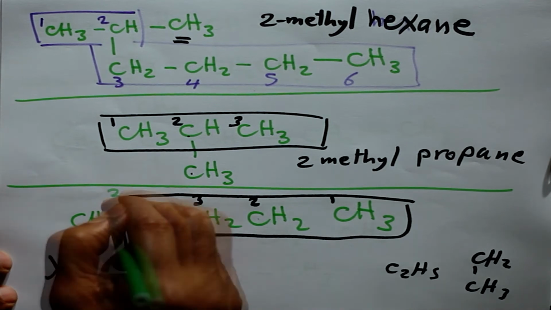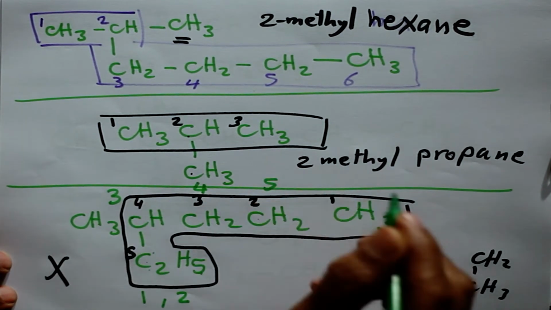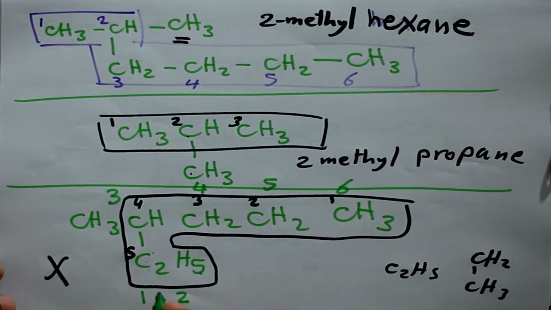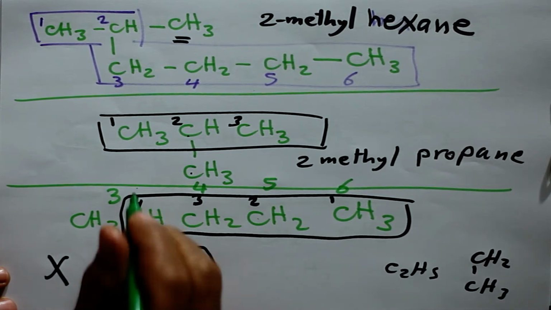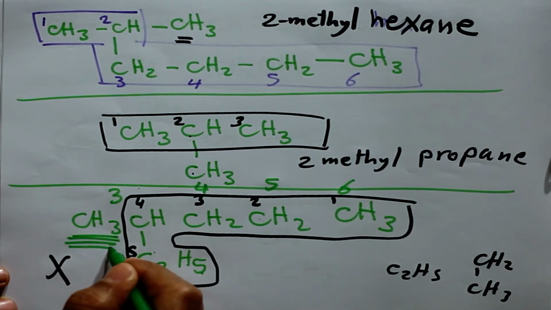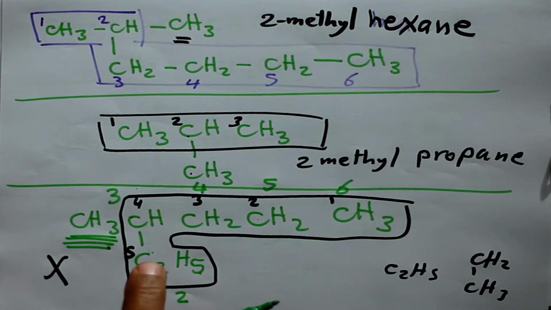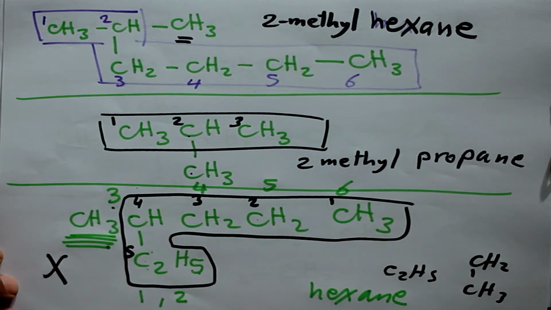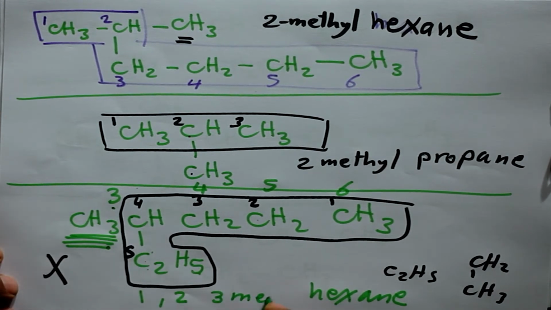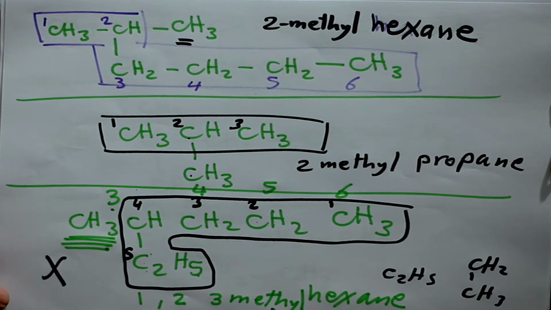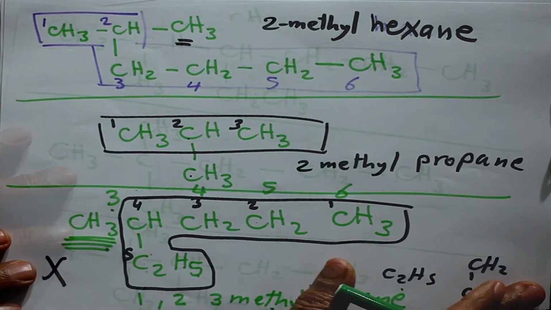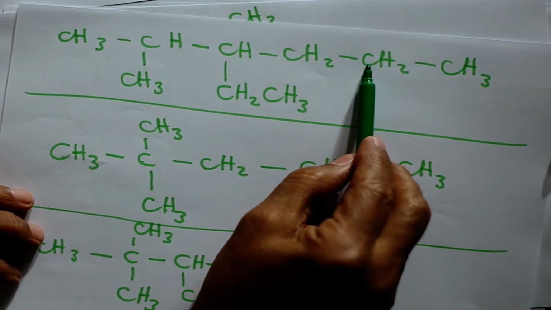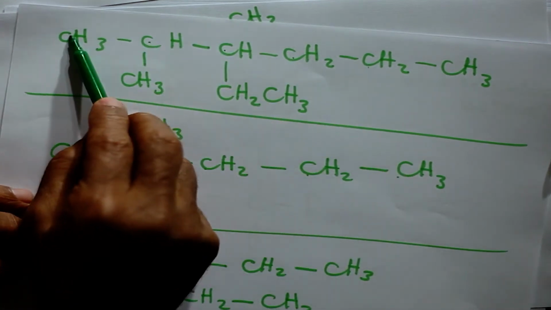1, 2, 3, 4, 5, 6. We must start from this end, and the branch becomes at carbon number 3. Six carbons is hexane. At carbon number 3, methyl: 3-methylhexane. Another example: 1, 2, 3, 4, 5, 6.